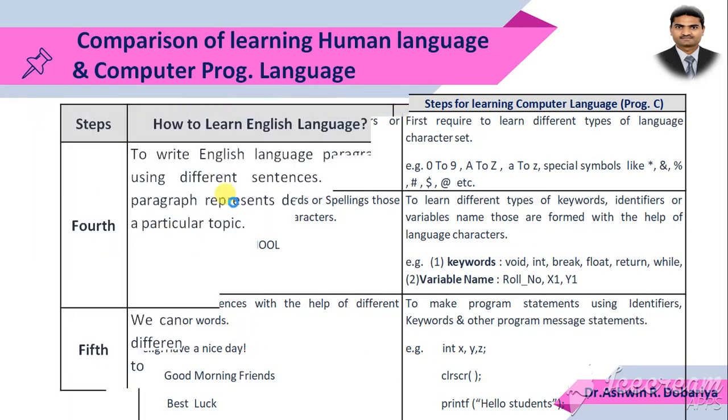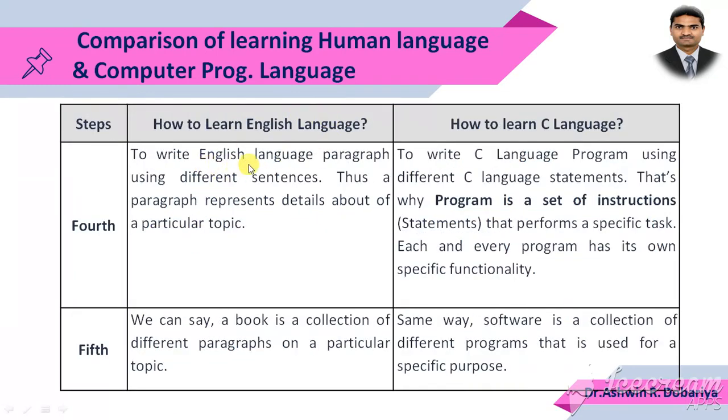Now in the English language, when you combine multiple sentences, it becomes a paragraph. In the C language, when you combine multiple statements, it becomes a program. A program is a set of instructions, and instruction means statement. So if we compare, in English we first learn characters, then spelling, then sentence. Similarly in C, first characters, then keywords and variables, then statements, and the programs.